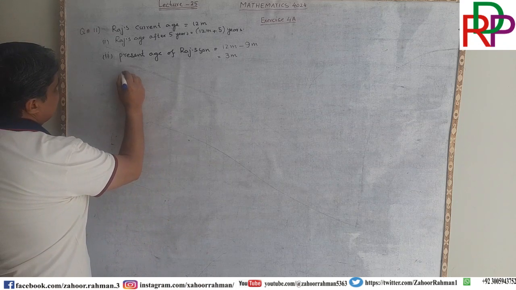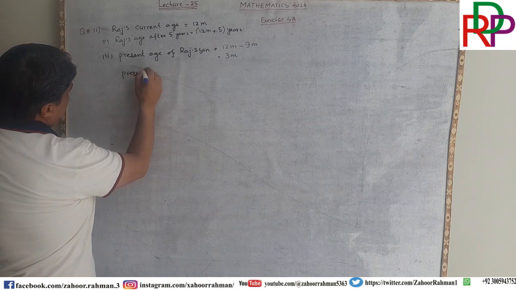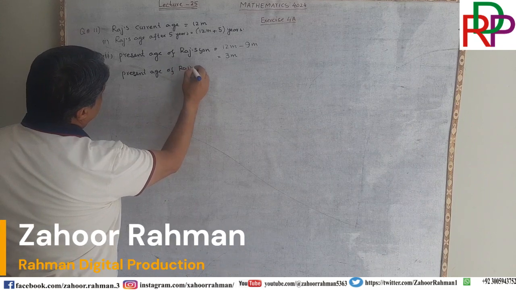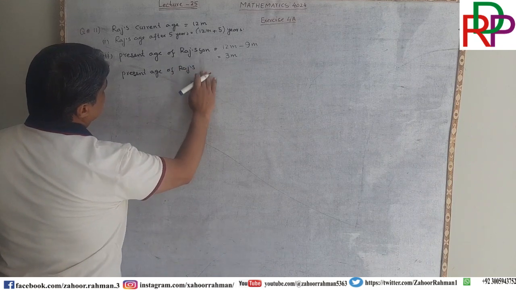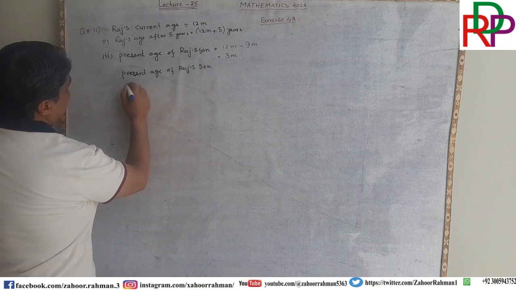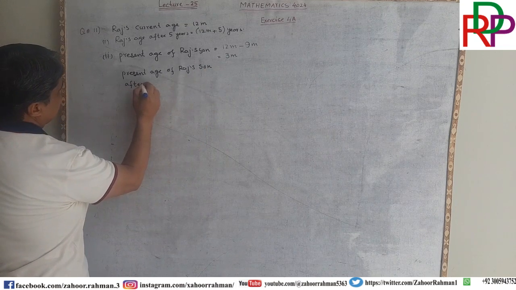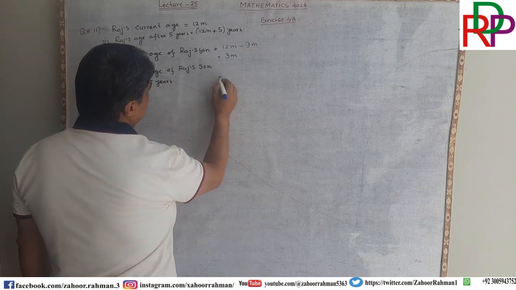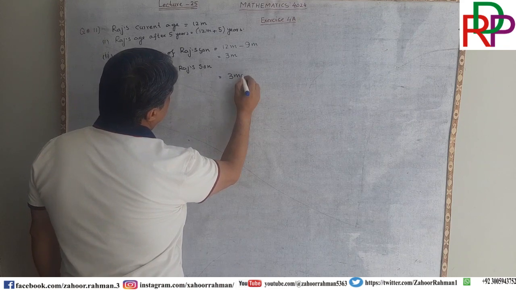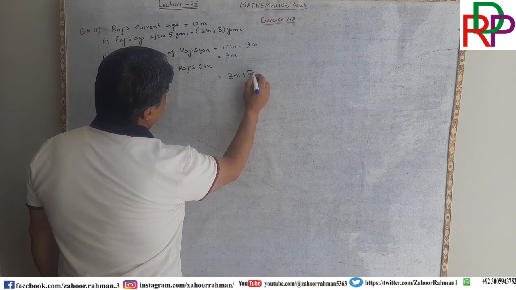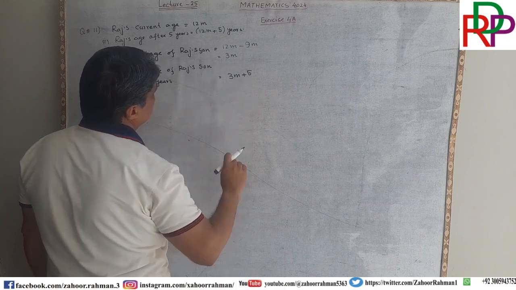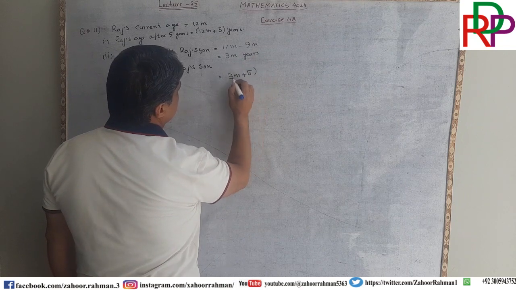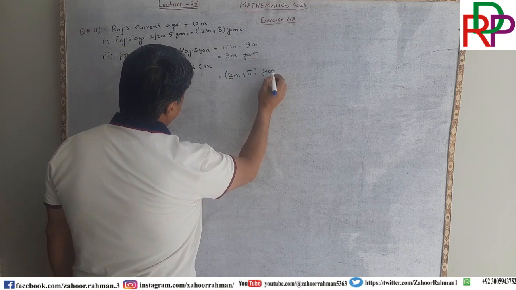Present age of Raj's son after 5 years. After 5 years, his age will be 3m plus 5. So it will be this much, and this is also years, and these are also years.